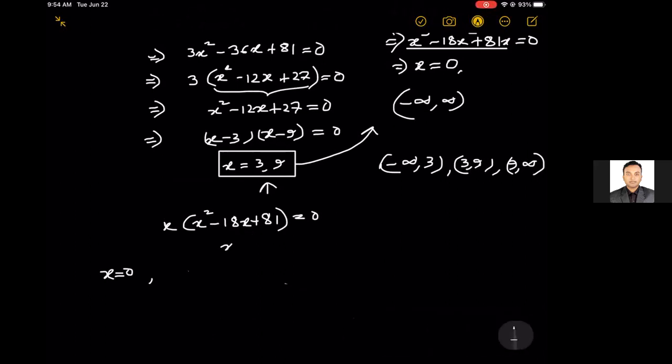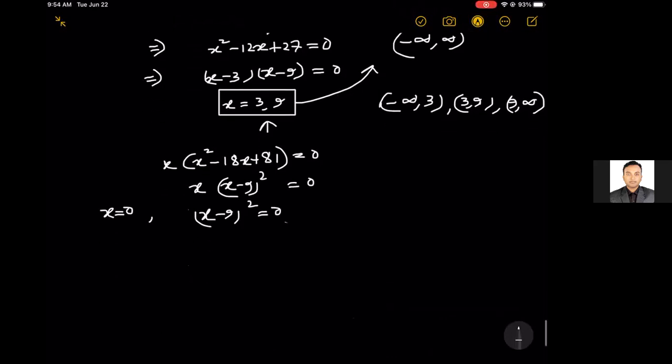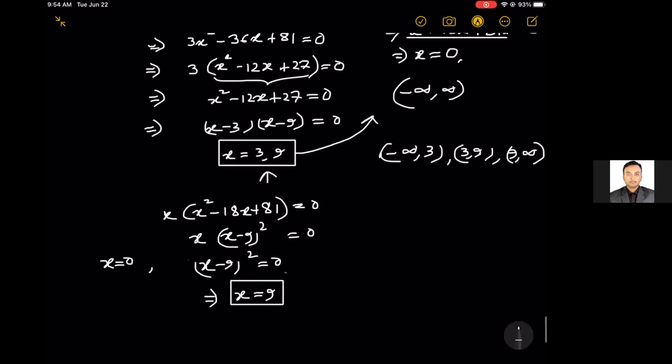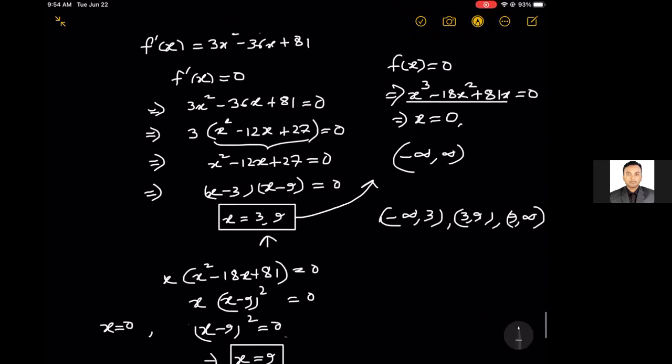So this is x minus 9 squared. So that means x equals 0 and x minus 9 squared equals 0, so x equals 9. Okay, all right. So we have zeros at 0 and 9. We'll use this later.